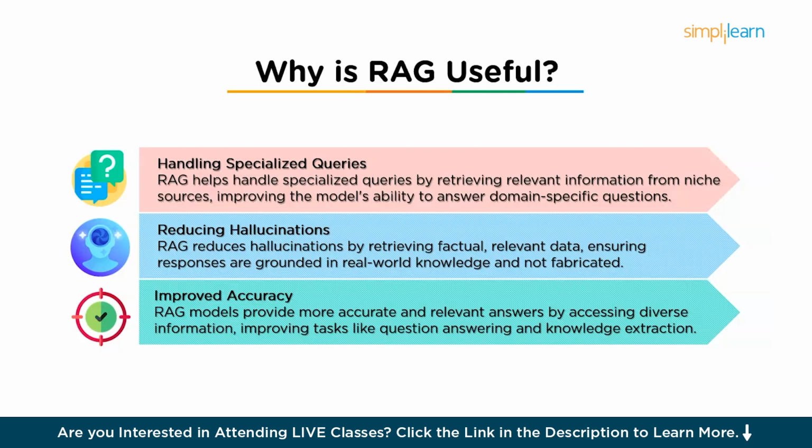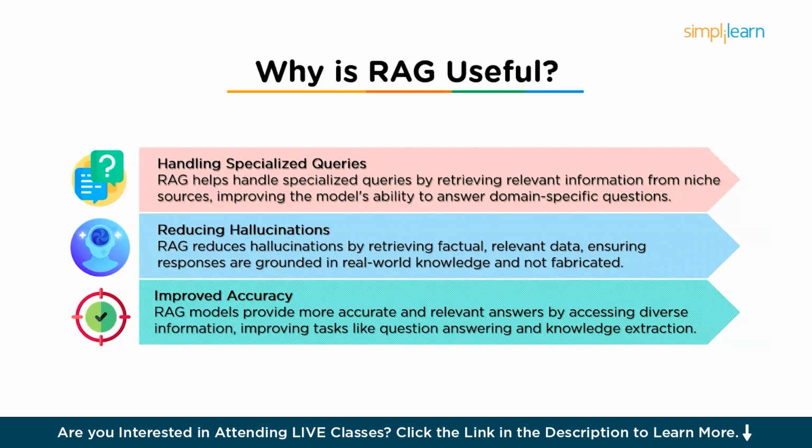Then it also helps greatly in reducing hallucinations. So generative models sometimes produce hallucinated information, responses that sound plausible but are incorrect or fabricated. So by retrieving the facts, contextually relevant data, RAG reduces the likelihood of hallucination or wrong replies or wrong outputs and ensures the response is grounded in real world knowledge.